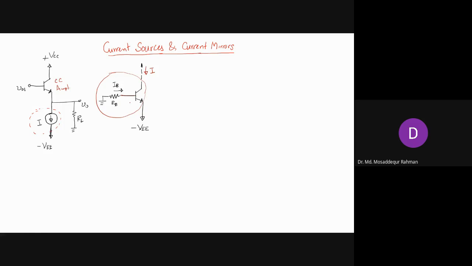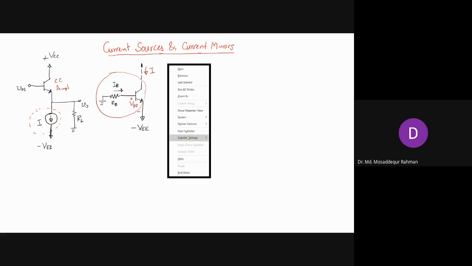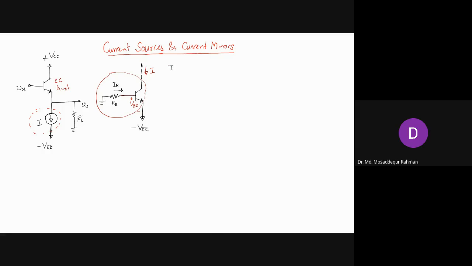Now, how do we fix this current I? Let's say this voltage is VBE. Now, if you apply KVL here, we have the voltage drop IBRB, and then we have VBE plus VBE, and that will be equal to the supply voltage, which is VEE.